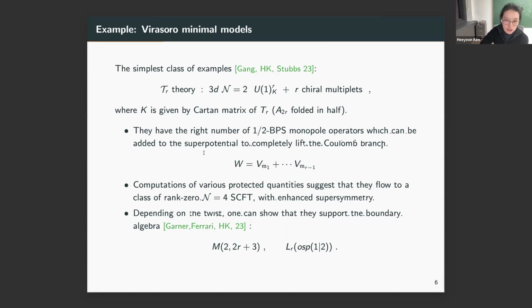And depending on a twist, either A or B twist, you can also argue that this theory, if you properly choose your boundary condition, supports a boundary algebra. For example, in the case of A twist, there's strong evidence that it supports the Virasoro minimal model M(2, 2R+3). In the case of B twist, it supports the simple affine OSP(1|2) algebra at level R.